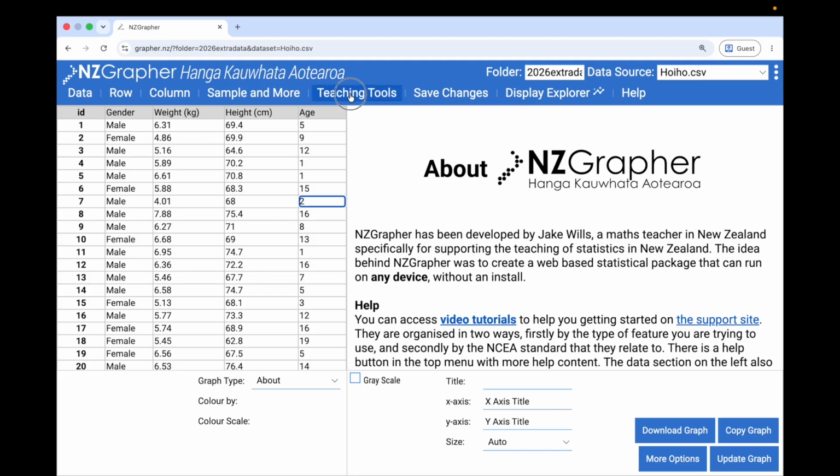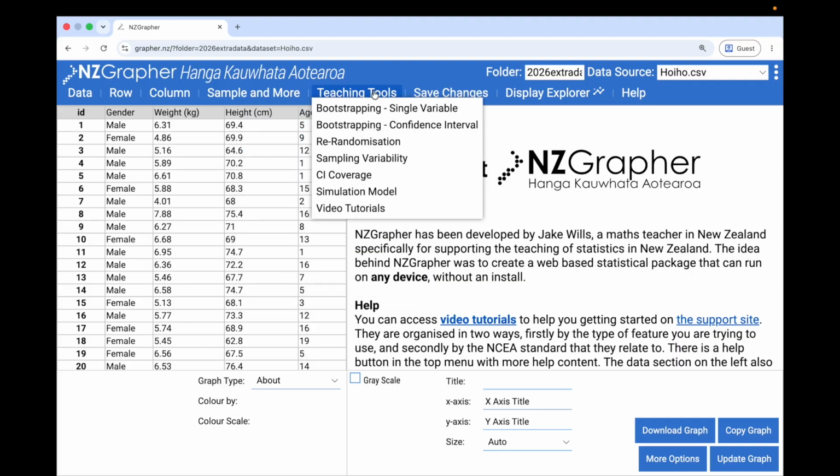So we're now going to have a look at the teaching tools. If I left click rather than right click, in the teaching tools, we're not going to spend time looking at the video tutorials today, but if you want a video tutorial on how to use any of the teaching tools, there are video tutorials there that'll take you straight there.